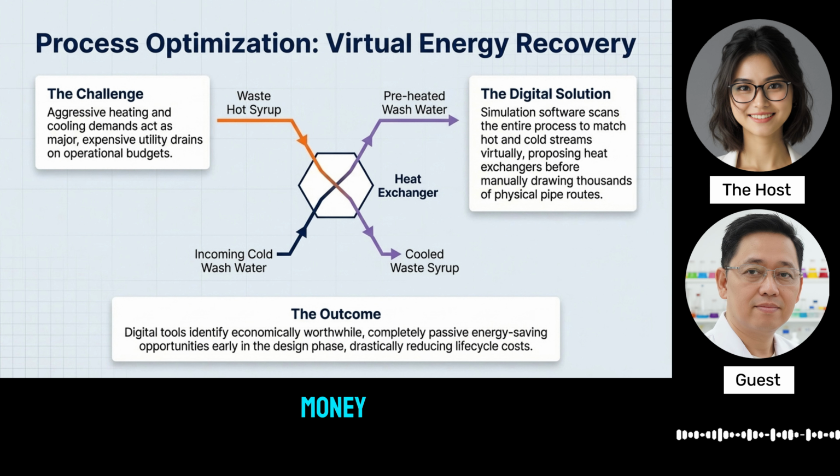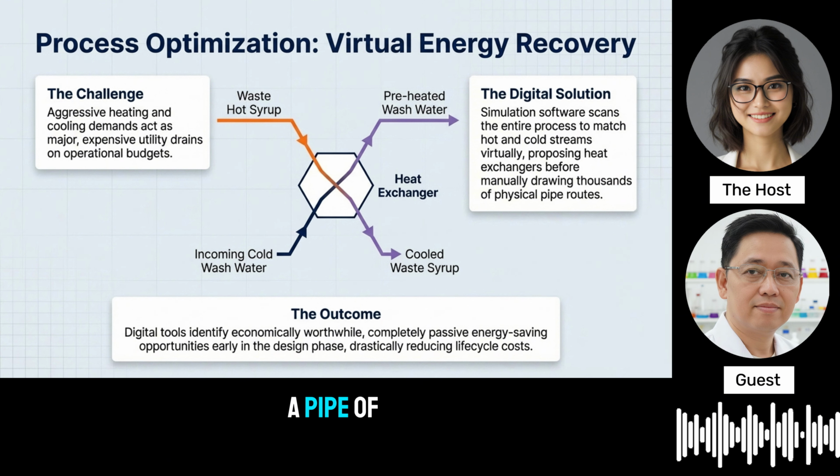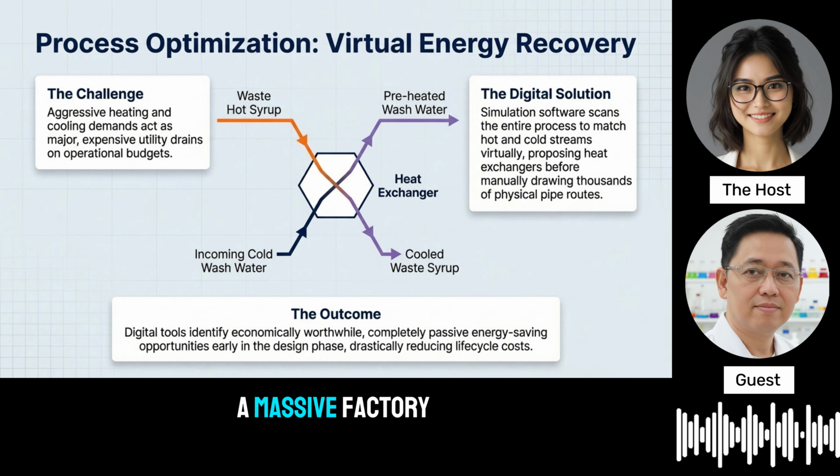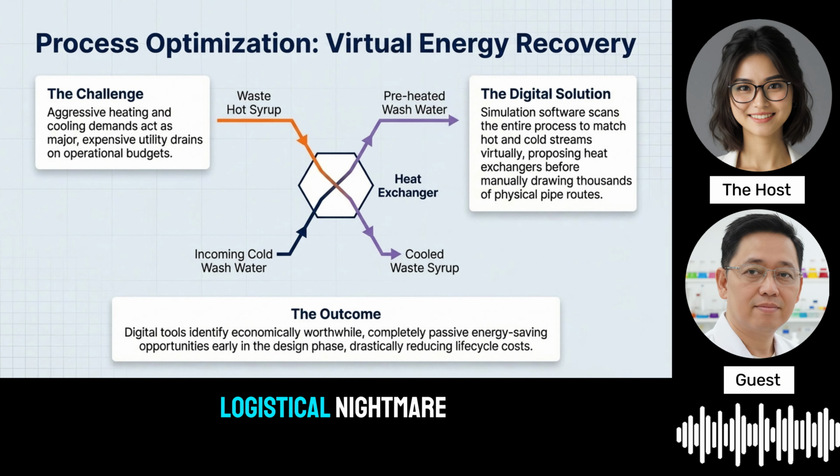Traditionally, to save money, an engineer would try to route a pipe of hot liquid next to a pipe of cold liquid, using a heat exchanger so the hot stream naturally warms up the cold stream. But drawing that complex spaghetti of piping across a massive factory floor sounds like a logistical nightmare.